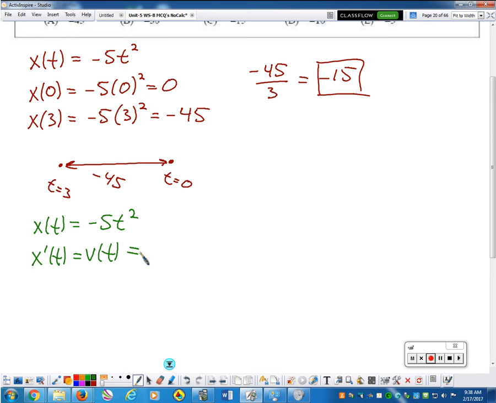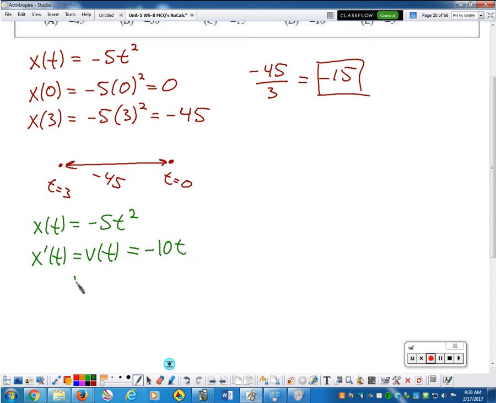Derivative would be negative 5 parentheses t cubed over 3. Oh, that would be anti-derivative. Oh, yeah. No worries. Okay, Sarah. Would it be negative 10t?